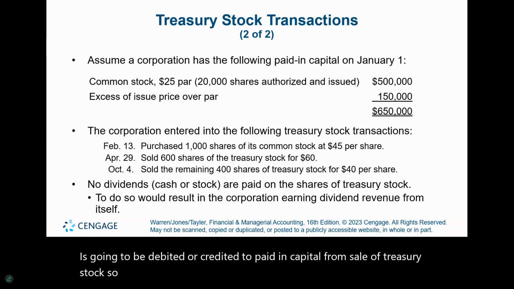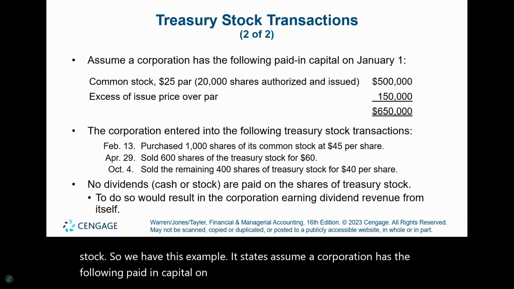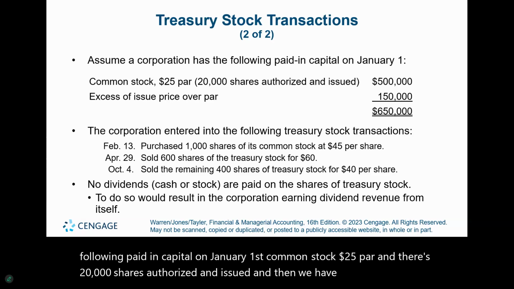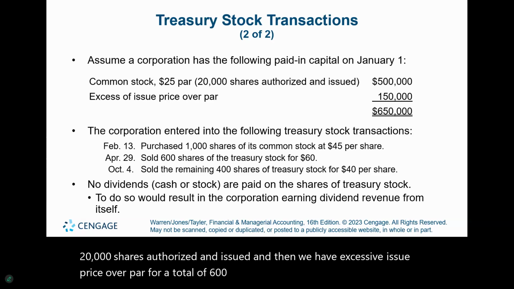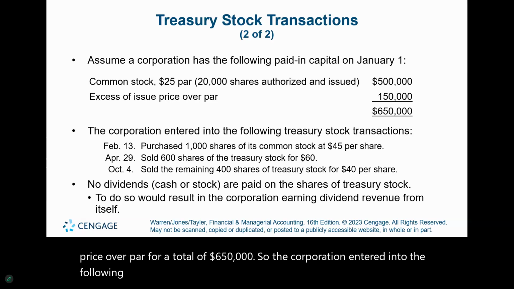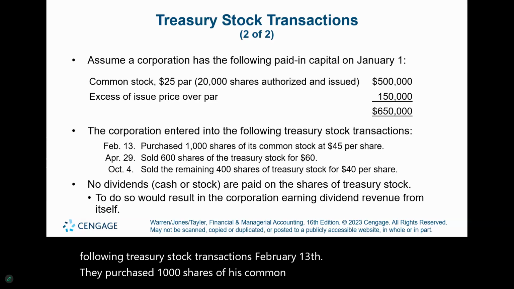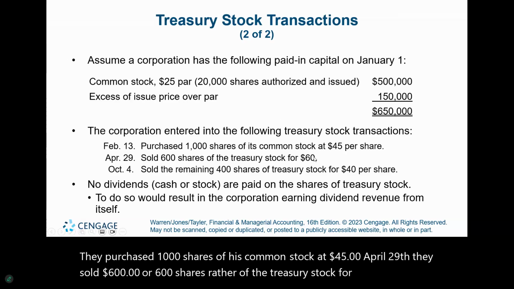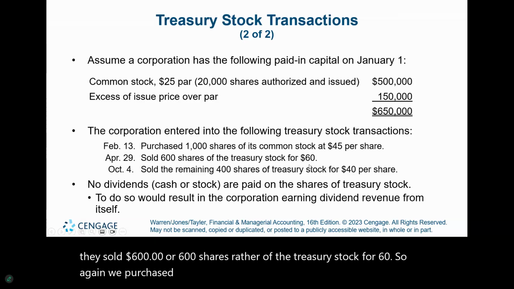So we have this example. It states, assume a corporation has the following paid-in capital on January 1st. Common stock, $25 par, with 20,000 shares authorized and issued, and excess of issue price over par, for a total of $650,000. The corporation entered into the following treasury stock transactions. February 13th, they purchased 1,000 shares of its common stock at $45. April 29th, they sold 600 shares of the treasury stock for $60. So again, we purchased it at 45 and then we sold it for 60.